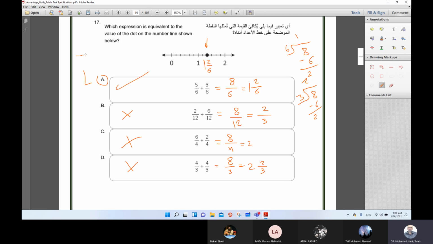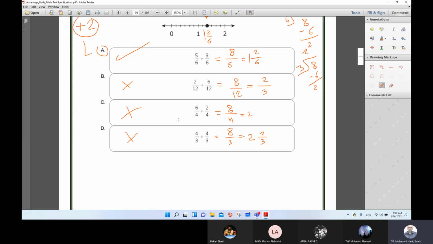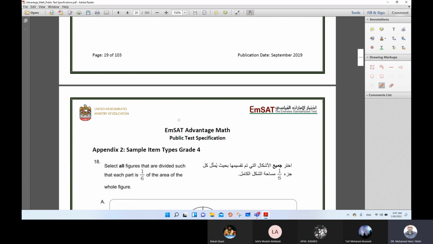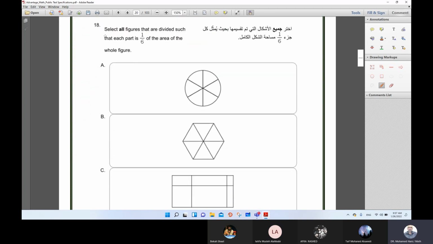Thank you, Latifa. I will add to you 2 marks. Who has any question about this idea? Is it clear for all? Yes. Great. Okay, number 18.